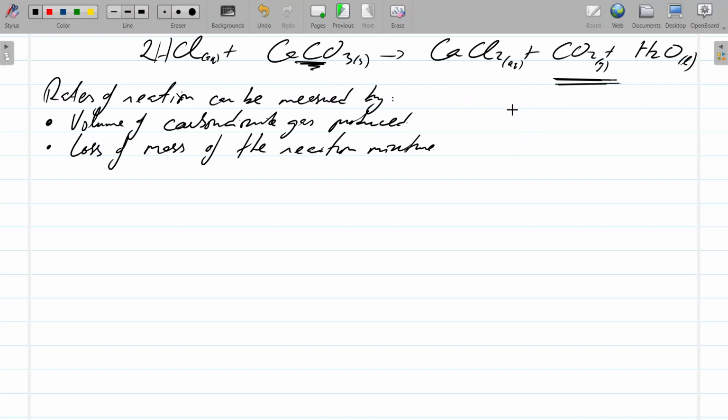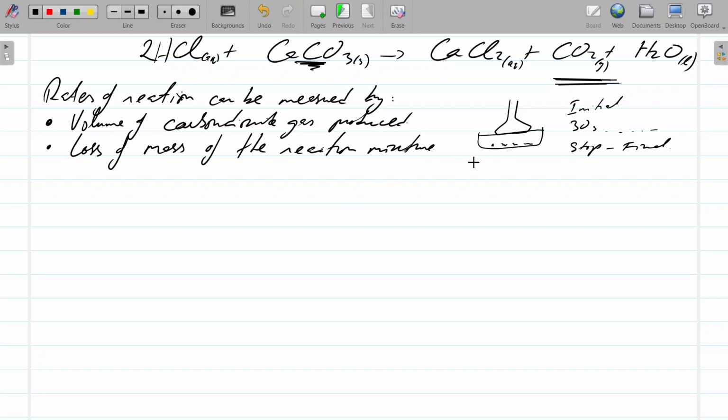And so what you do is you put that conical flask on an electronic balance, and with time, like every minute or every 30 seconds, you take the reading. There's HCl in here, you put in calcium carbonate, you take the initial reading, and then you take a reading every 30 seconds until it stops. And so that will be the final reading.